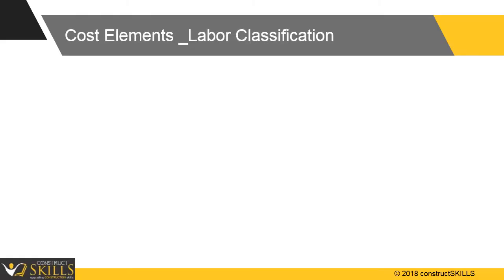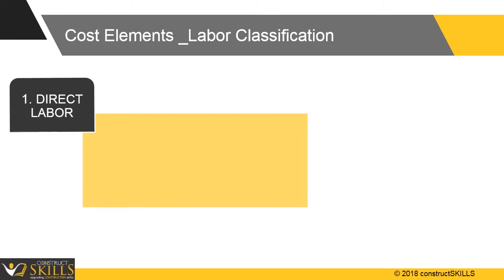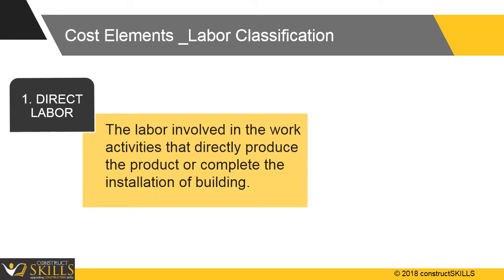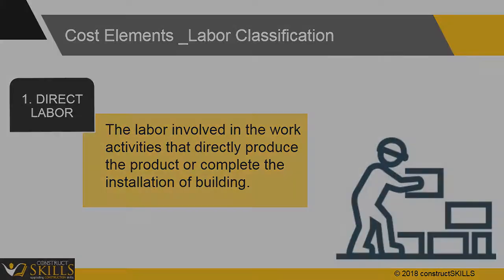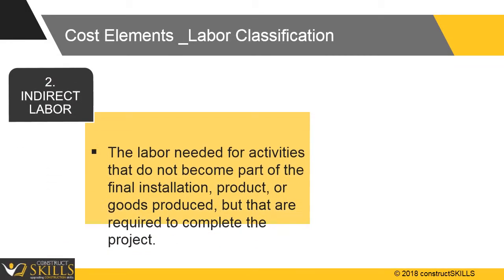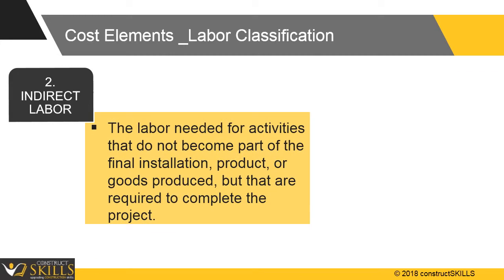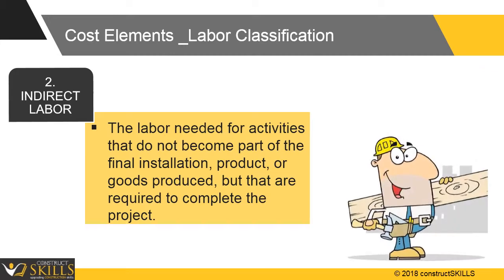Now let us understand labor cost. They are classified as 1. Direct labor. It includes the labor that works on activities that directly produce the product or complete installation of a building. 2. Indirect labor are the labor needed for activities that do not become part of the final installation, product, or goods produced, but that are required to complete the project.